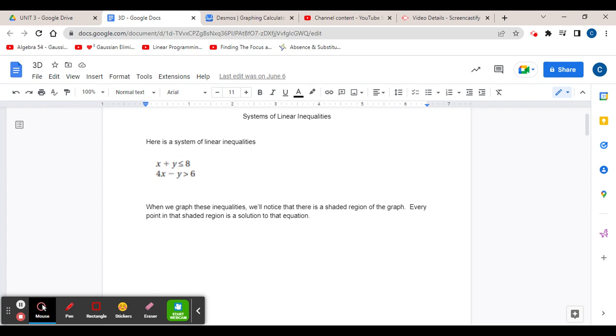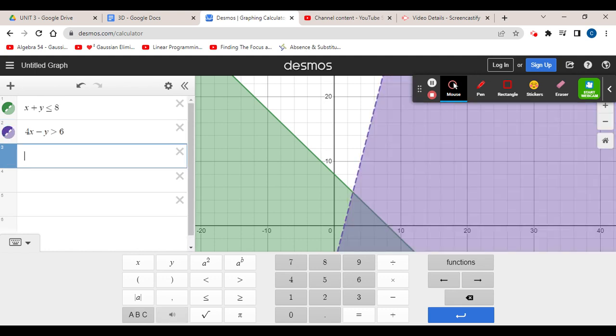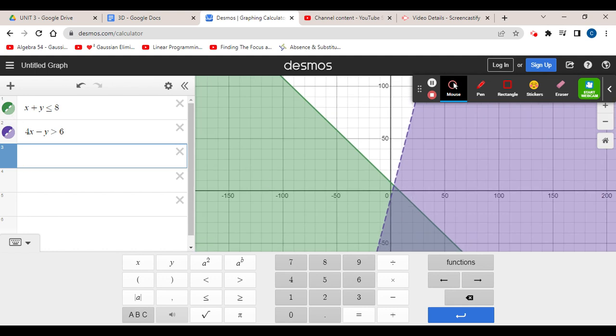The other graph, 4x minus y is greater than 6, is going to be this purple region here. Notice that because we have a greater than sign, the line is dotted. When we have a less than or equal to sign, we have a solid line. So with this purple line, everything to the right of it is in the solution set.